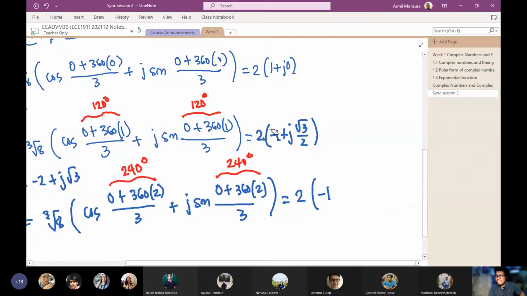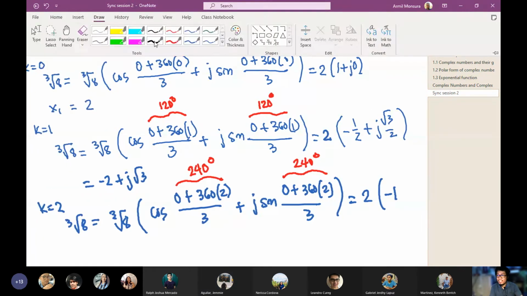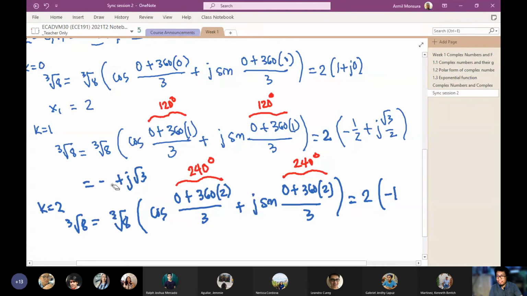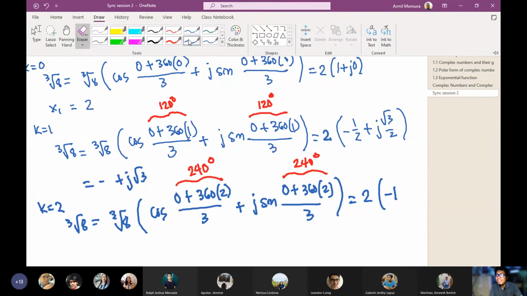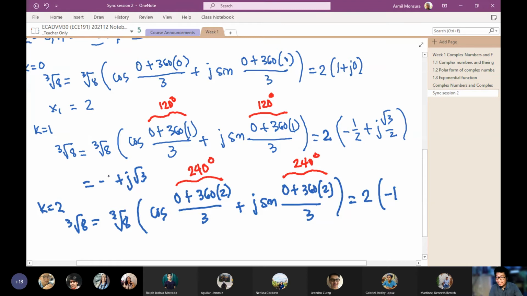So, this is... Ito pala yung mali. Okay. So, this is negative 1 half plus, square root of 3 over 2, j. Positive po. Okay, tama to. Tama. So, therefore, this is instead negative 1 plus j square root of 3.